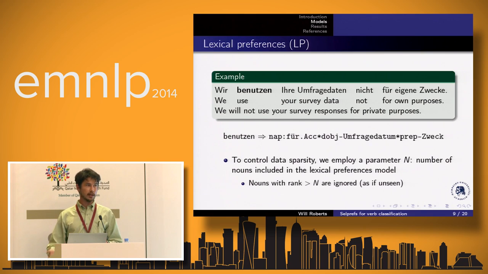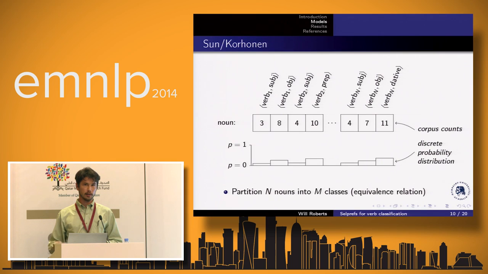So the verb vectors are going to get longer and presumably also sparser. To control for sparsity, we have a parameter that we call n, which we use for all models in this work. It is the number of nouns that are included in the selectional preferences model. We use a ranked list of the most frequent nouns in our corpus. The idea is that if you observe a noun argument to a verb and the noun argument has a rank that's greater than n, then you chuck it out. You ignore it.